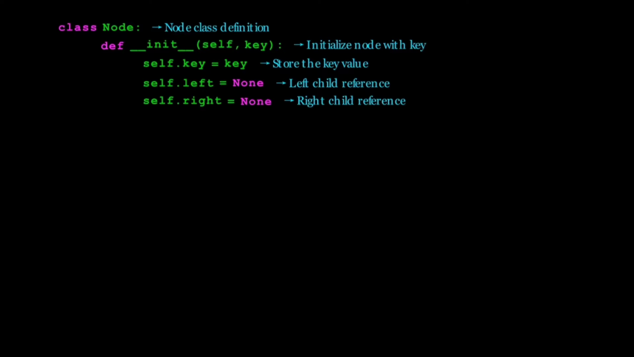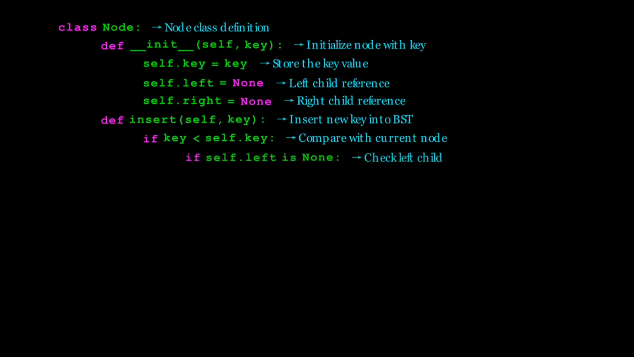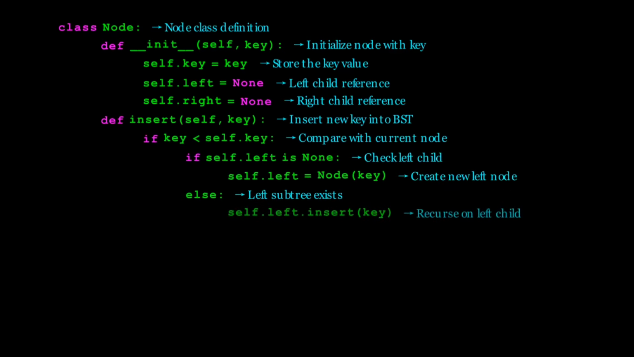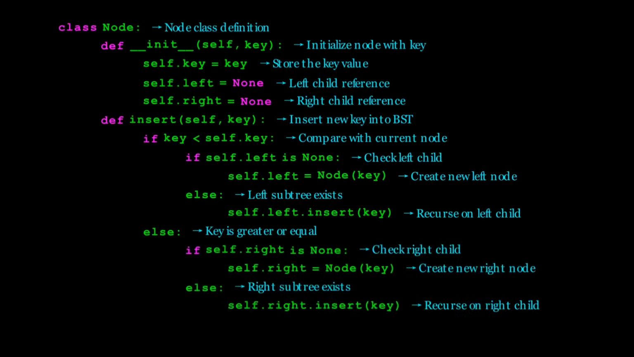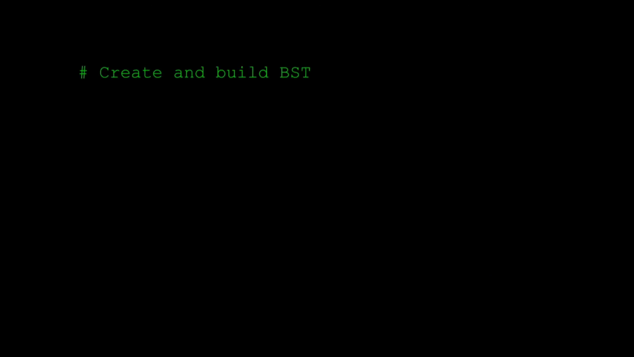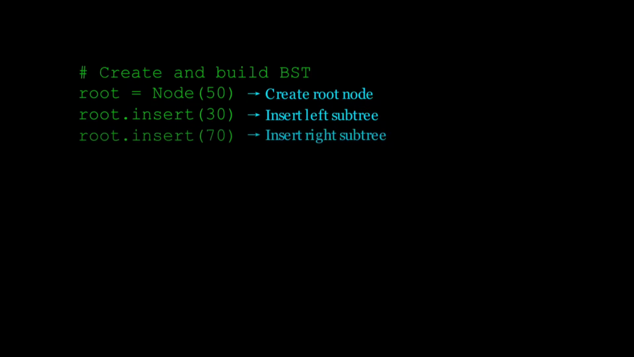Now let's add a method to insert new keys into the tree. The insert method takes key as the input and places it in the correct position in the tree. If the new key is less than the current node's key, we check if the left child is None. If it is, we create a new node there. If not, we recursively call the insert on the left child. The same logic applies to the right side if the key is greater or equal. And that's it. We have just implemented a basic binary search tree in Python.